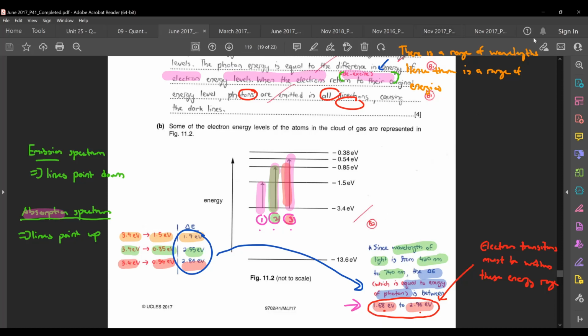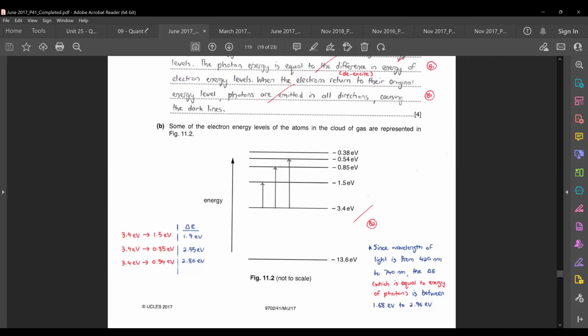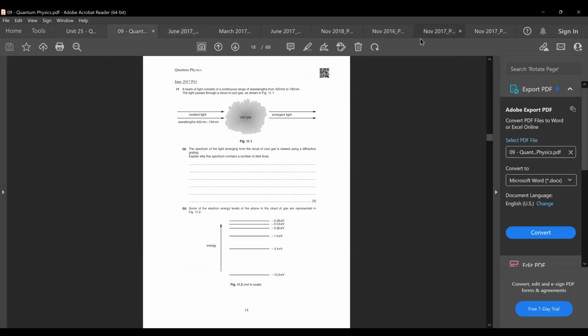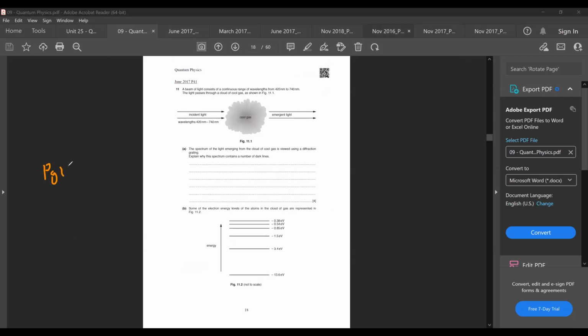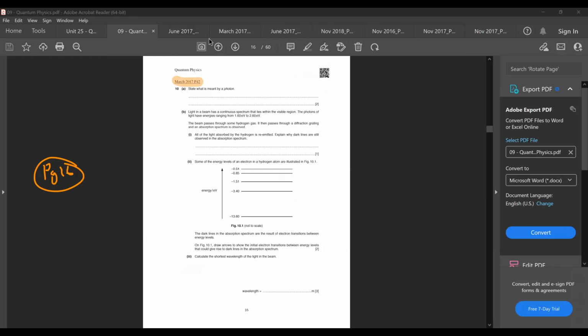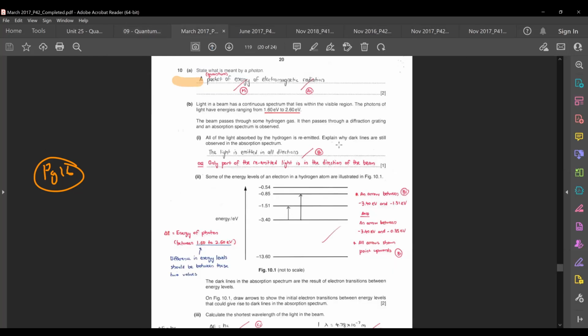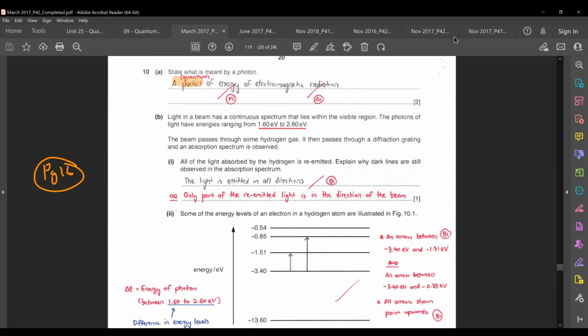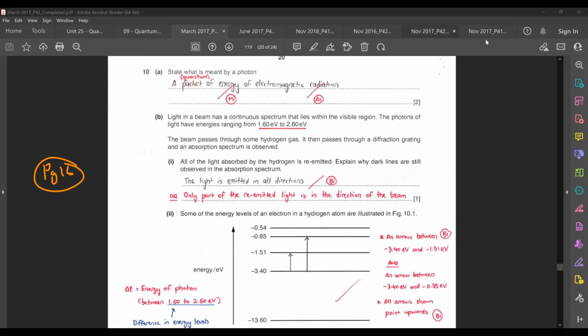Then let me just clear this up and move on to page 16 for you. The next question that you can have a look at is actually page 16. This one is March 2017 P42. For this question here, let me zoom in a little. State what is meant by a photon. We just did something similar just now. A photon is simply a packet or quantum of energy of electromagnetic radiation.